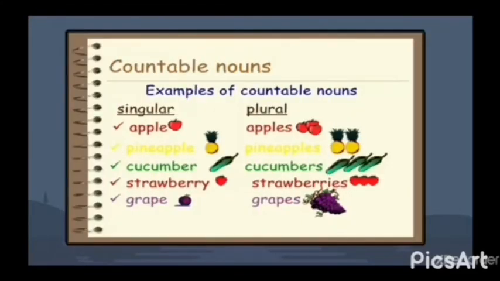Examples of countable nouns are apple, apples, pineapple, pineapples, cucumber, cucumbers, strawberry, strawberries, grape, grapes. So now you can see in the first example, apple, there is only one apple, and then the plural of it is given, 3 apples. So you can count them. Anything which you can count is a countable noun.